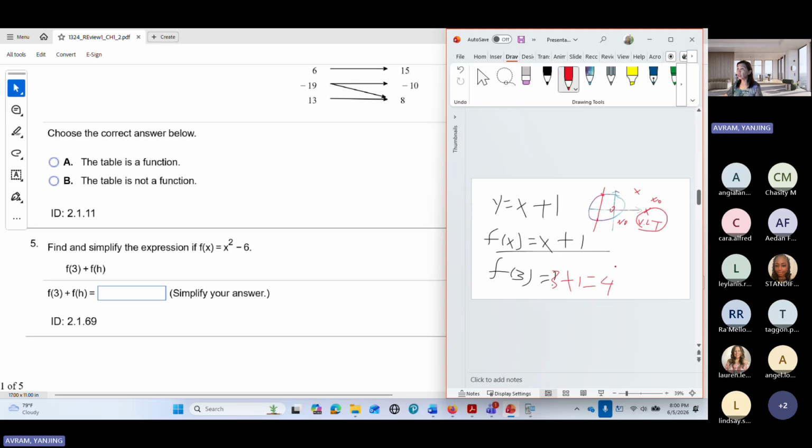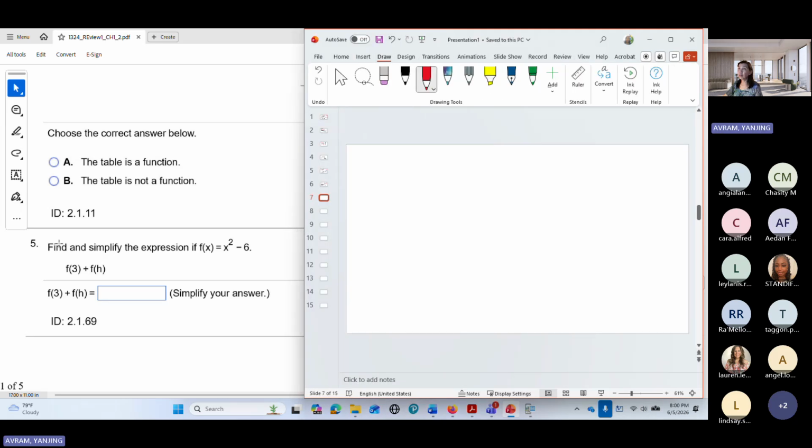Okay, so this is much easier to express. So this also has a pair. X is 3, Y is 4. So this is the ordered pair. All right, so how do I find this one right here, number 5?